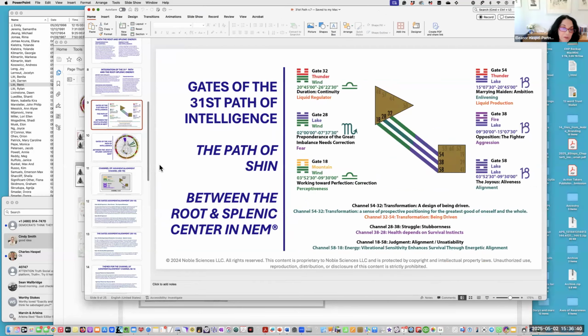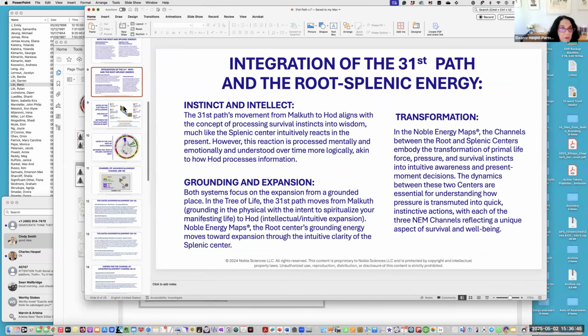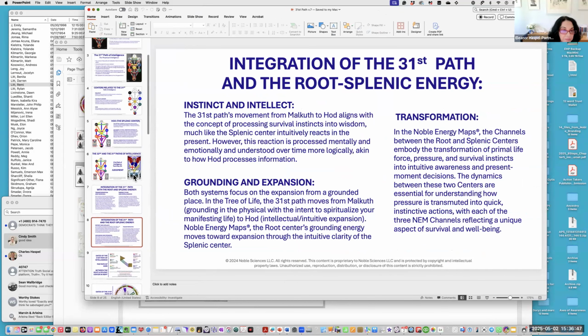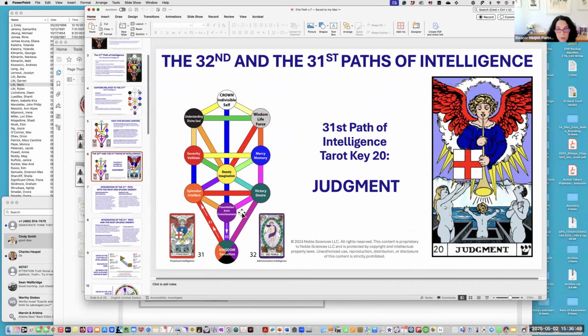So the 32nd path of intelligence. Oh, let me go back and show it to you. So the 32nd path of intelligence goes between the sacral center and the root. And it's called the administrative intelligence. It's the world card in Tarot. And if you can see that in the tree of life, there are 4 divisions in the root.